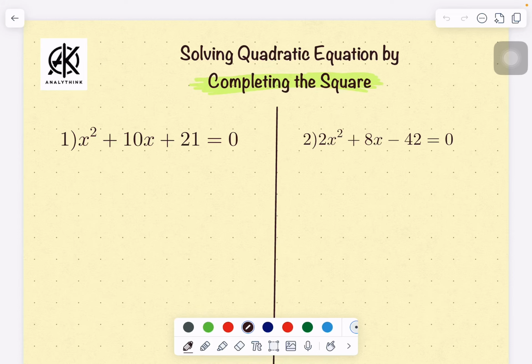So in this video, let's talk about solving quadratic equations using completing the square. Let's start with this example. First, you have x squared plus 10x plus 21 equals 0.